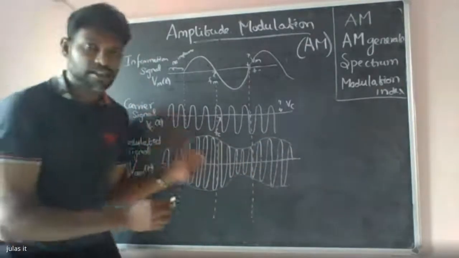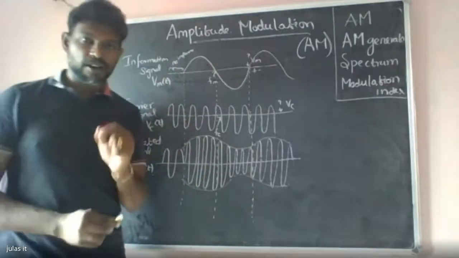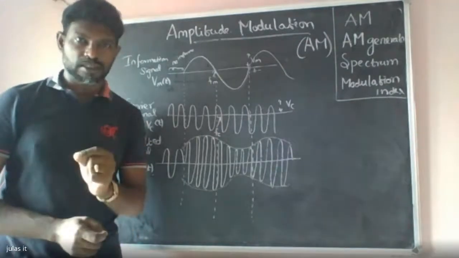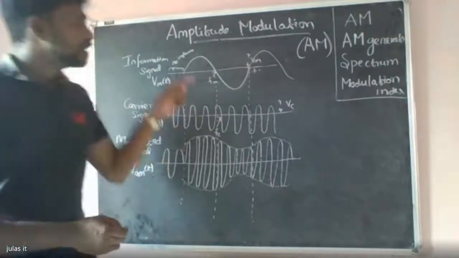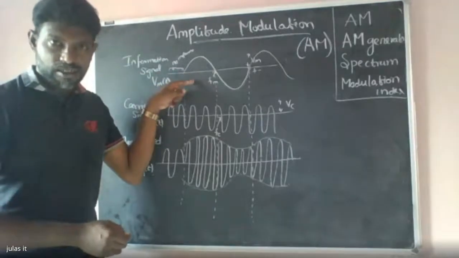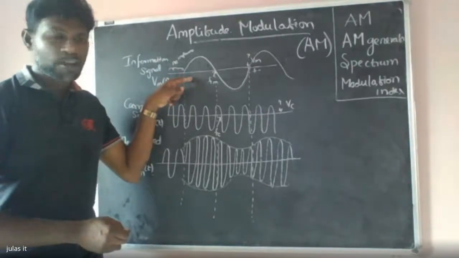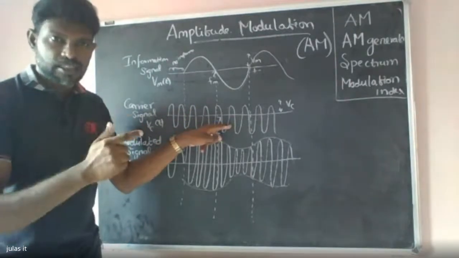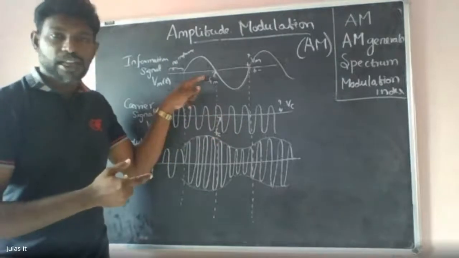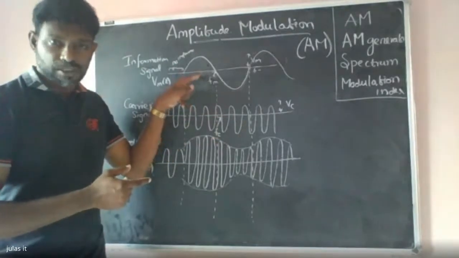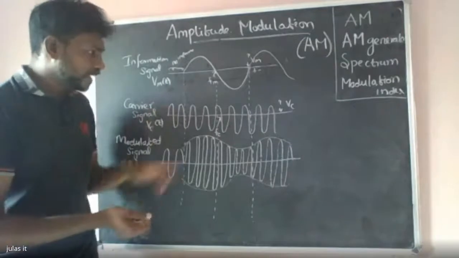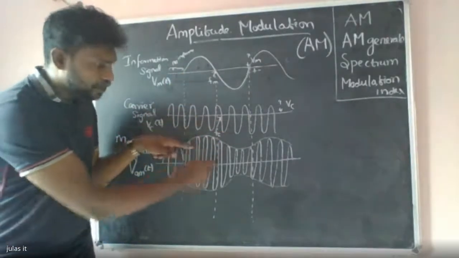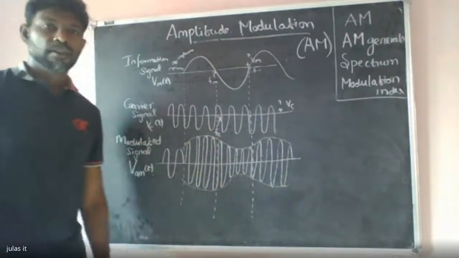So the definition for amplitude modulation is that amplitude modulation is a process or a technique where the carrier signal amplitude changes instantly based on the value of the information signal. You can see the carrier remains the same, only based on the information the amplitude of the carrier changes. Can you understand?